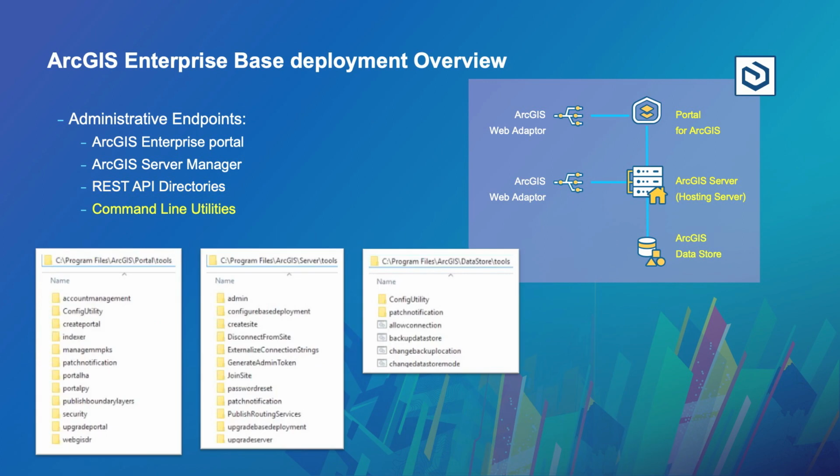Last but certainly not least is the command line utilities. These are found in the installed directories for portal, server, and the data store. And they're very powerful tools that allow for administration from batch files or command line. Much like the REST API directories, there's some tasks available through here which are not possible in other administrator endpoints, like working with a data store or doing a security best practices check.